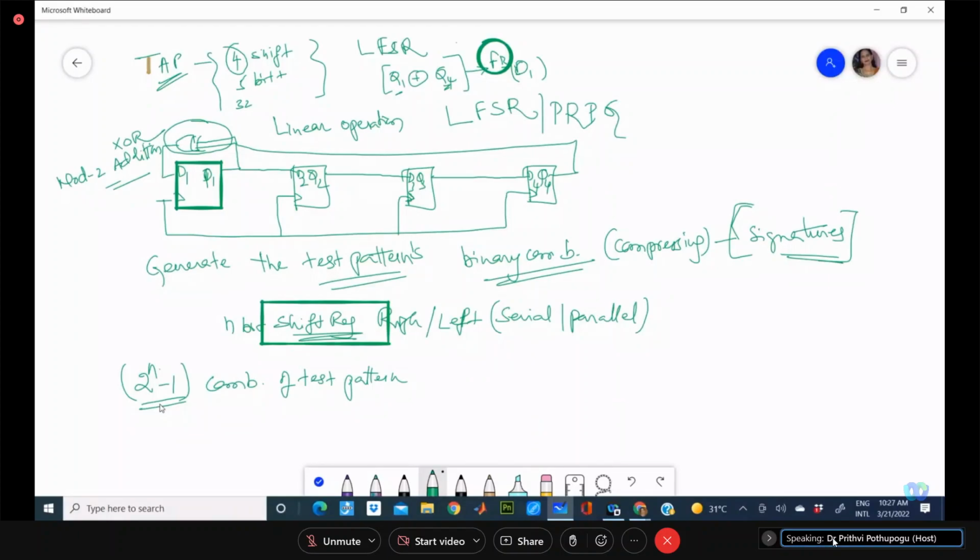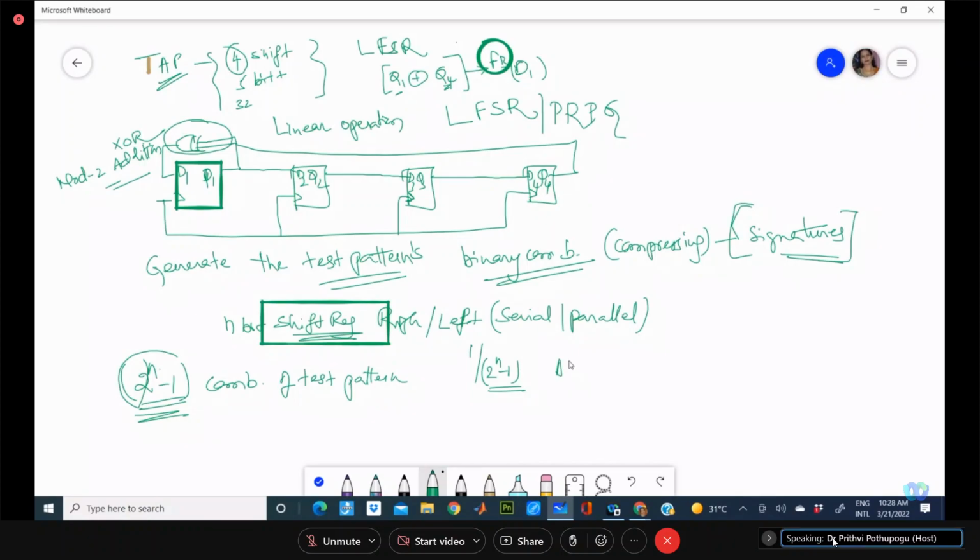1 by 2 power n minus 1. Okay. If these are all the possible combinations of the patterns, and you give one sequence for testing, the correct signature mapping will be 1 of 2 power n minus 1. Okay. What is this n minus 1?